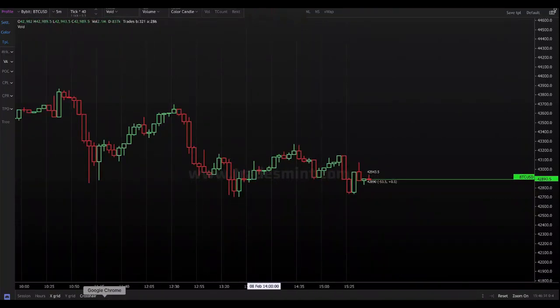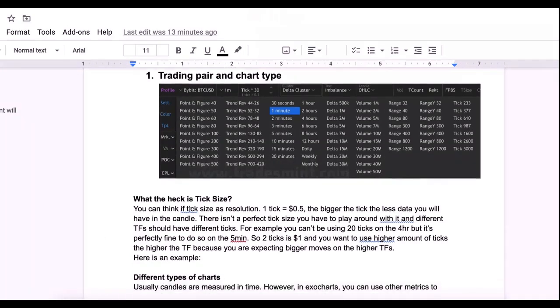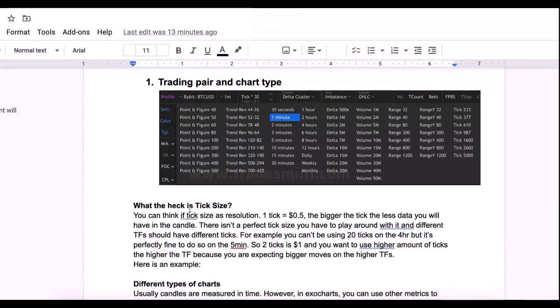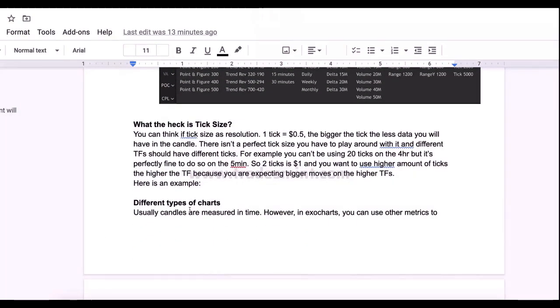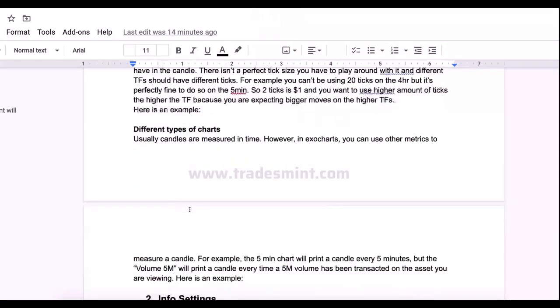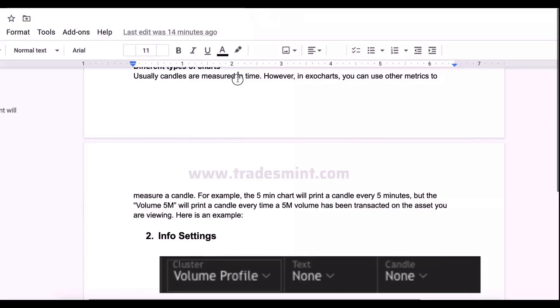But the cool thing about Exocharts is you can measure each candle in a different unit of measurement. Now, usually, if you're on TradingView, candles are measured in time. You have the 5-minute time frame where one candle represents 5 minutes of price action. You have the 1 hour time frame where one candle represents 1 hour of price action. However, in Exocharts, you can use other metrics to measure a candle.